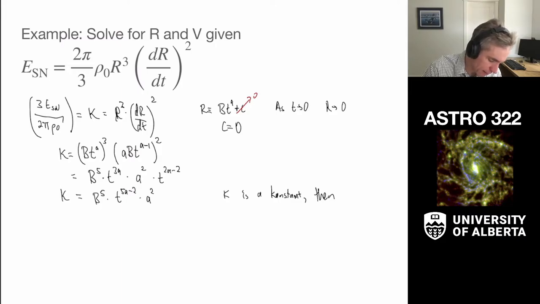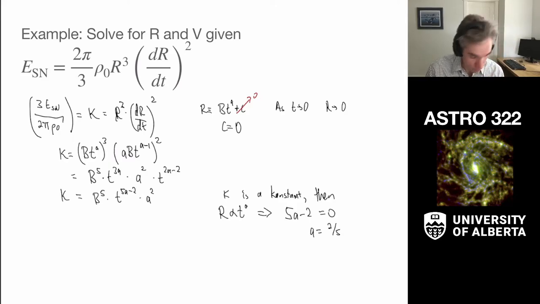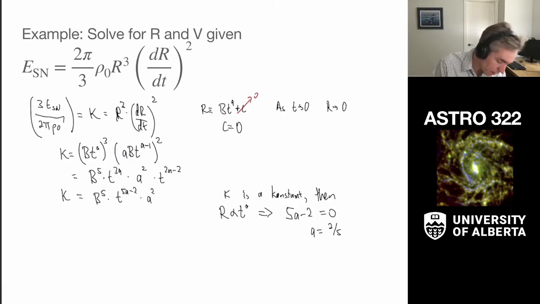K is a constant. Then we know that the expression must be proportional to T to the zero. It's a constant. There's no time variation in it. Therefore, that's what the index must be. So that implies that 5A minus 2 must be equal to zero. So A has to be 2/5. So cool. So we can put that in there, and then we get B to the fifth times 2/5 quantity squared, T to the 5A minus 2 is a constant, so that's 1, is equal to K.